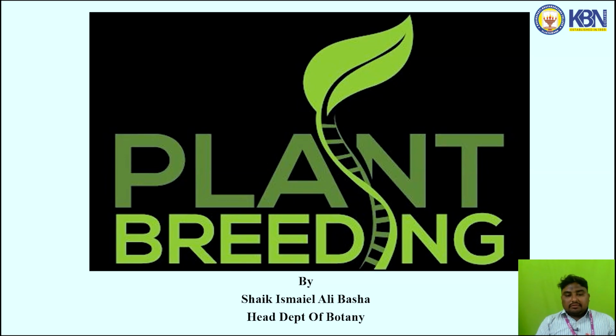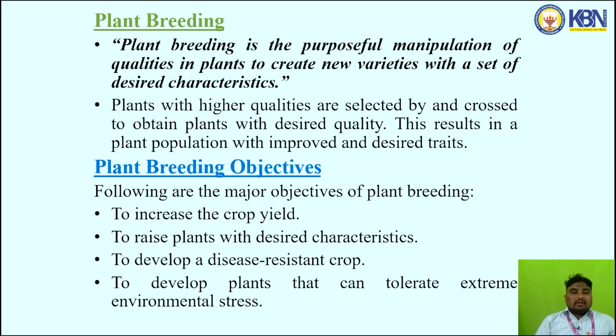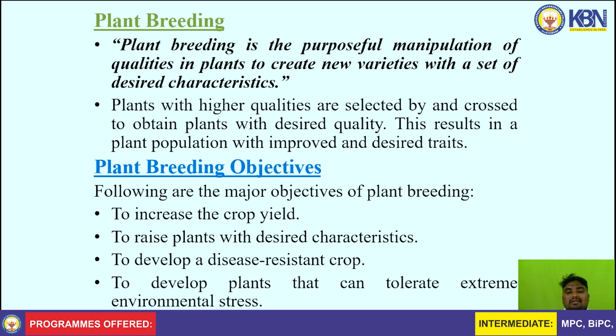Today we discuss Chapter 5, plant breeding. Plant breeding is the purposeful manipulation of qualities in plants to create a new variety with a set of desired characteristics. Plants with higher qualities are selected and crossed to obtain plants with the desired quality. This results in a plant population with improved and desired traits.